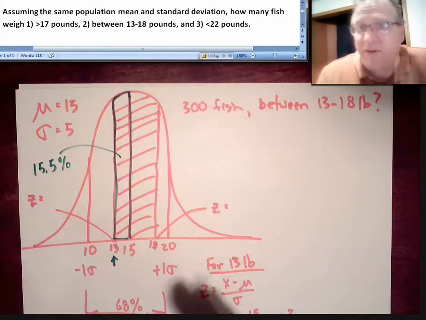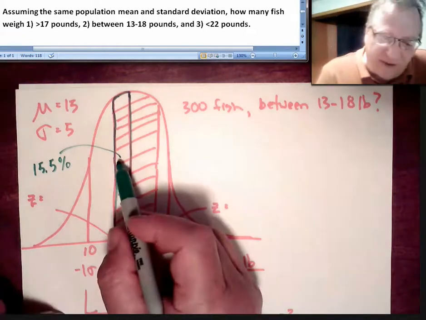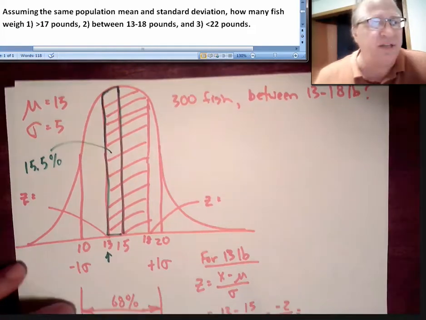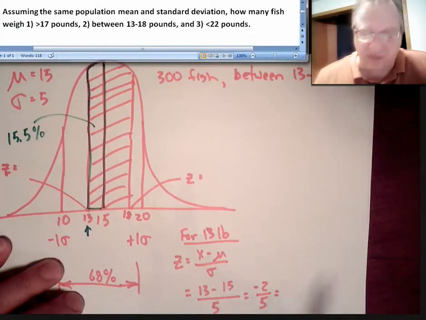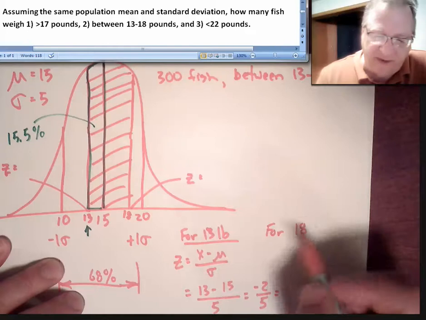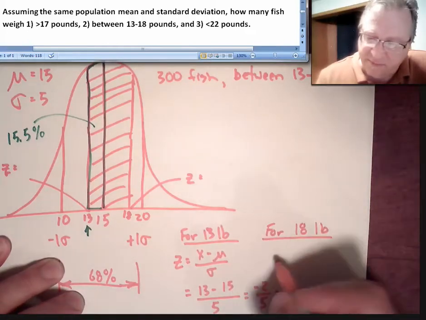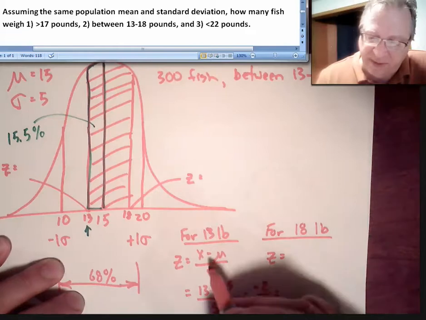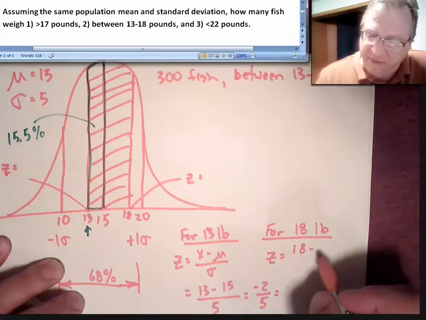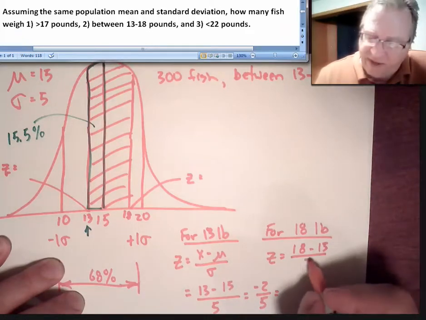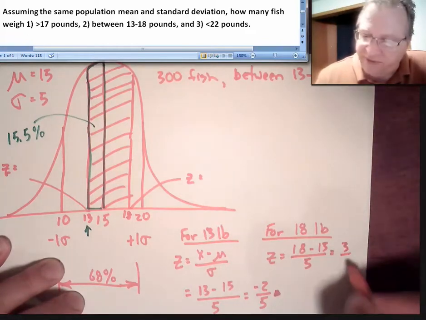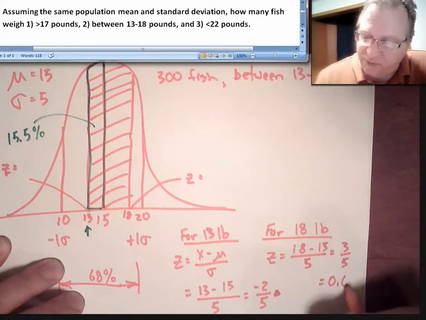We're halfway to solving our problem. We know that we have 15.5% of the area under the curve over there. How much is over here on the right? Well, we just need to calculate another z-statistic. Simple enough. For 18 pounds, this point over here, z is going to be x, 18, minus the mean, 15, over 5, which equals 3/5, and that's 0.6.